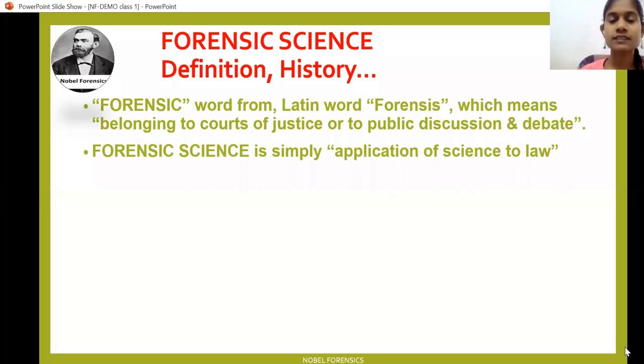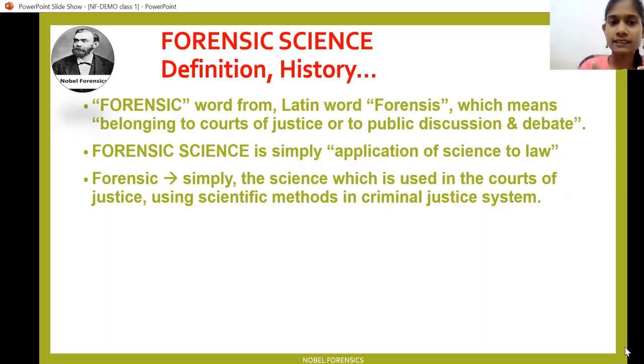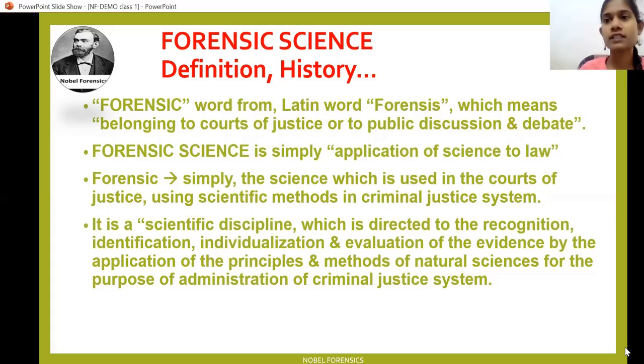Then the forensic science definition, simply: application of science to the law. The simple definition is application of science to law, meaning applying the principles and methods of science to the legal system. Science here means natural sciences, like physics, chemistry, biology, geology. All those principles and methods are applied to the legal system, to the criminal justice system, to solve the problems related to the legal system.